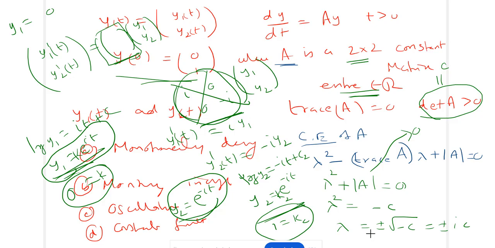In case of purely imaginary eigenvalues, lambda equal to purely imaginary, the solution of y1 dash of t, y2 dash of t equal to A into y of t will be an oscillating function. That depends on the eigenvalue of the matrix. We can conclude that the solution y1 and y2 is oscillating.